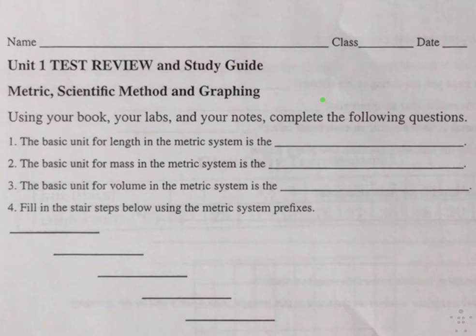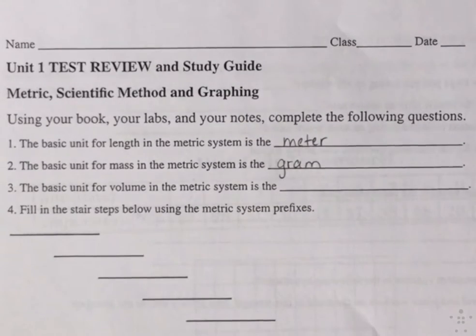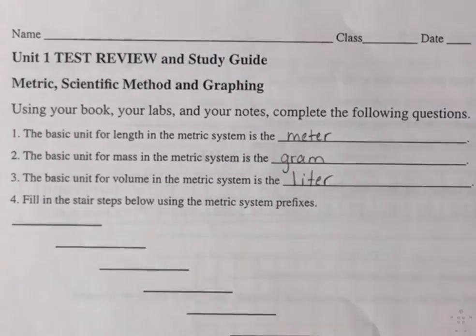So, for number 1, the basic unit for length in the metric system is the meter. Number 2, the basic unit for mass in the metric system is the gram. And you could have all found these on your metric system notes. Number 3, the basic unit for volume in the metric system is the liter.